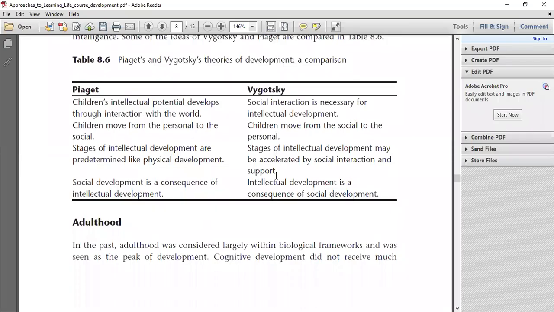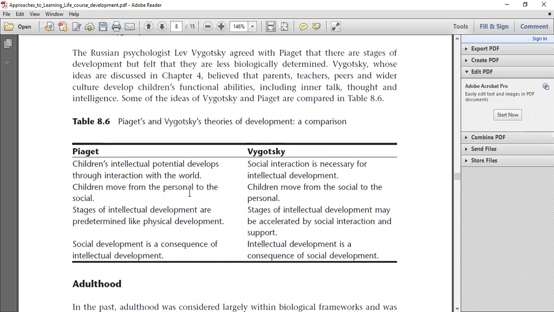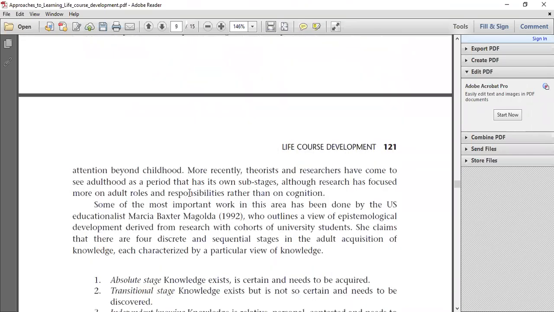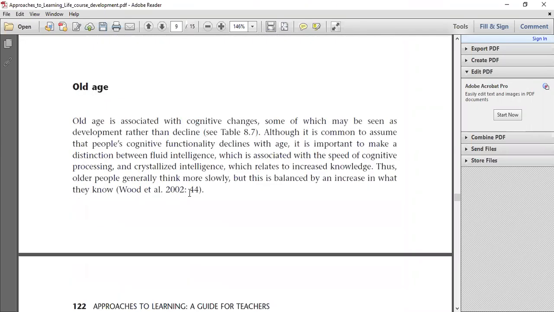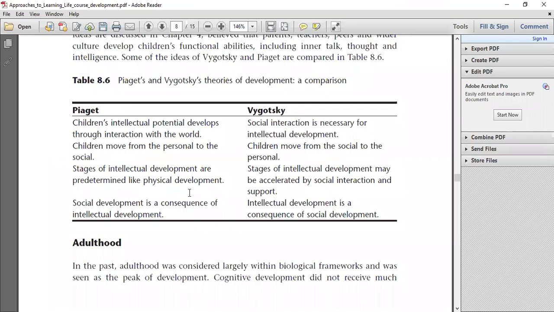Okay, the last concept in here is Vygotsky's idea of zone of proximal development. I also explained it today. I'm not sure whether there is any image here of zone of proximal development, but you can find it. It's there in the reading. You may see it.